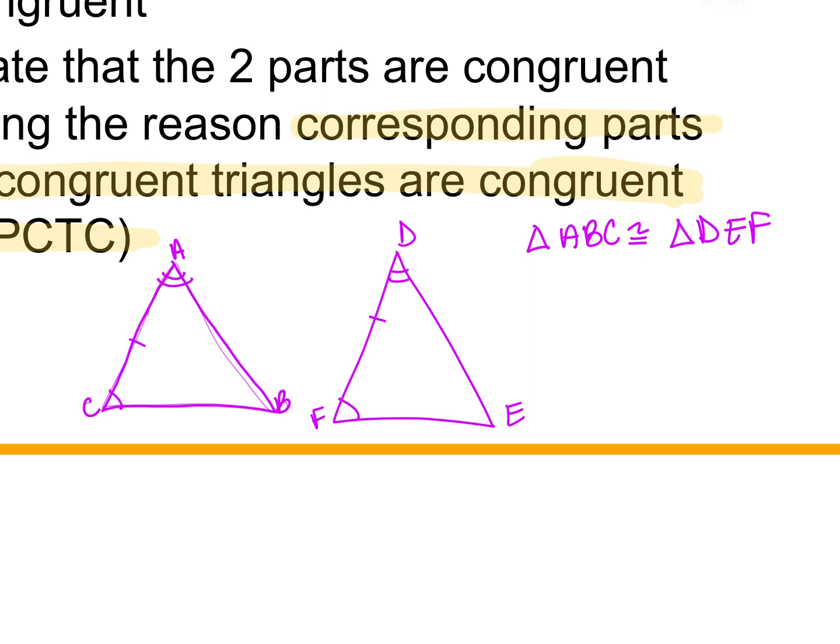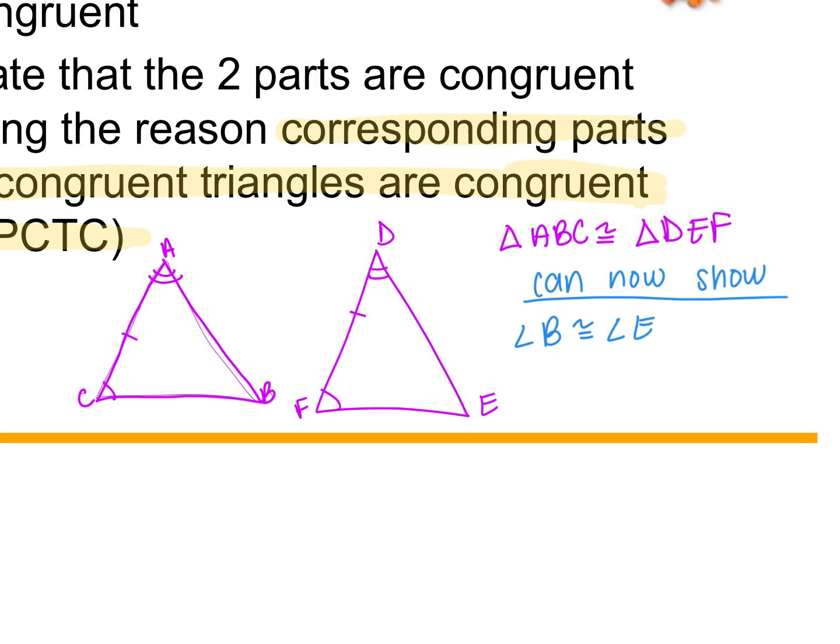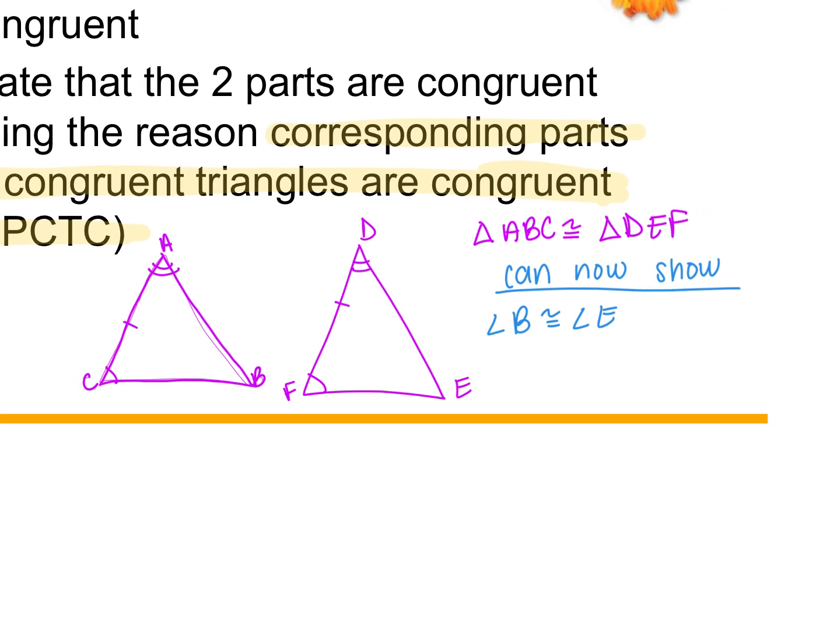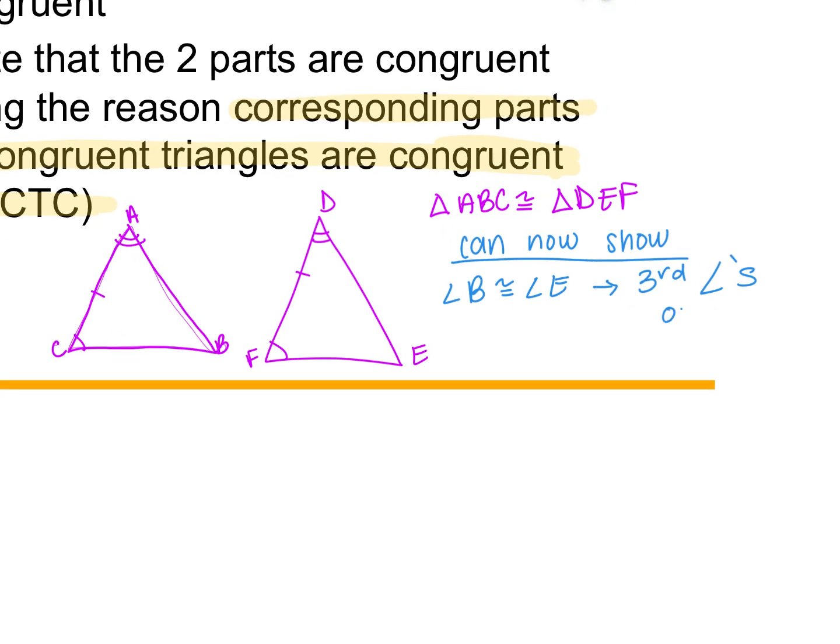Corresponding parts of congruent triangles are congruent. When would we be using that? You are able to now show angle B is congruent to angle E. We should already know that if they're giving me two congruent angles, I am able to tell you that the third is congruent, the third angle theorem, or CPCTC.